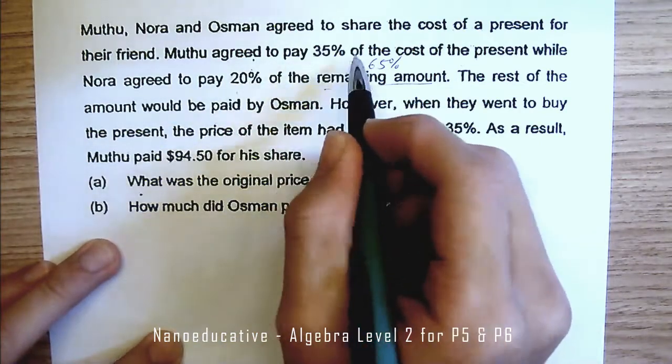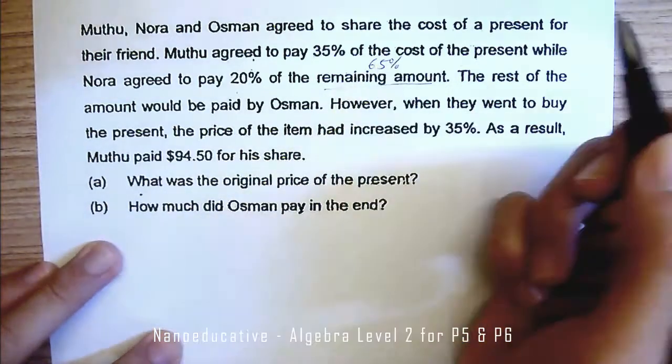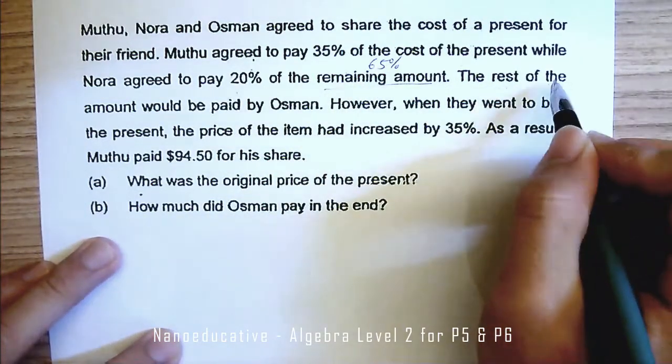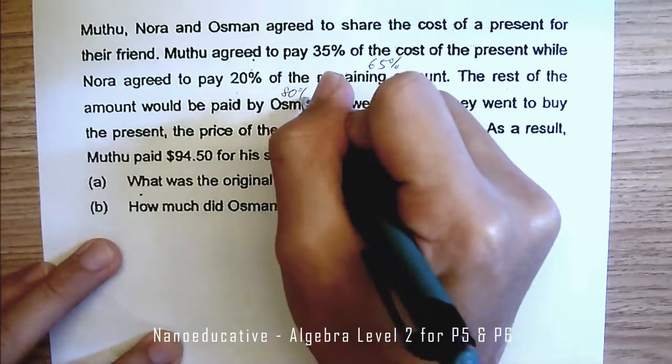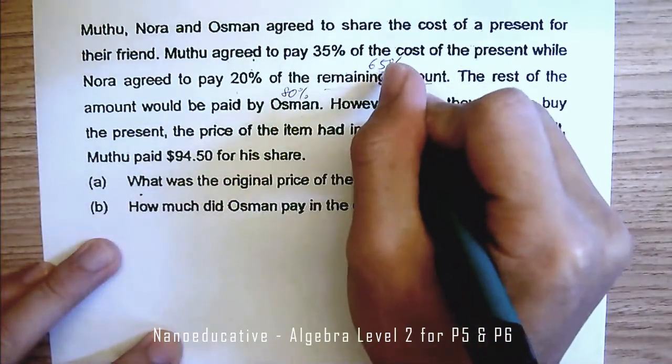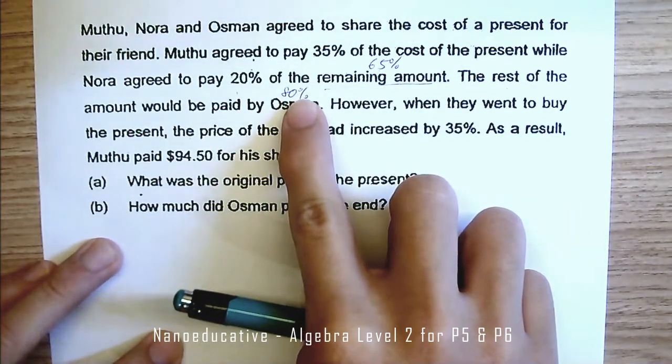Mutu paid 35% of the overall. Nora paid 20% of the 65%. Now, they said that the rest of the amount would be paid by Osman, which means that Osman paid 80% of the remaining as well. Okay, so take note, it is not 80% of the overall cost.